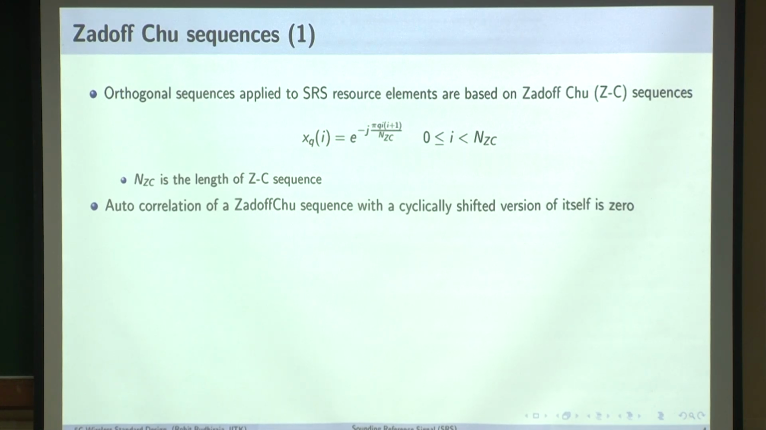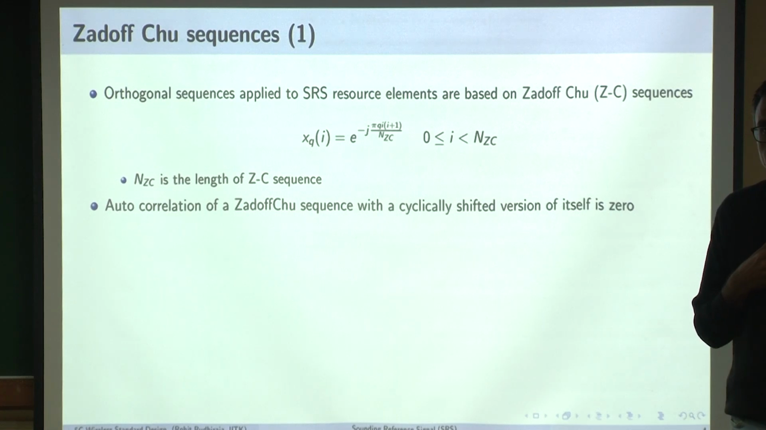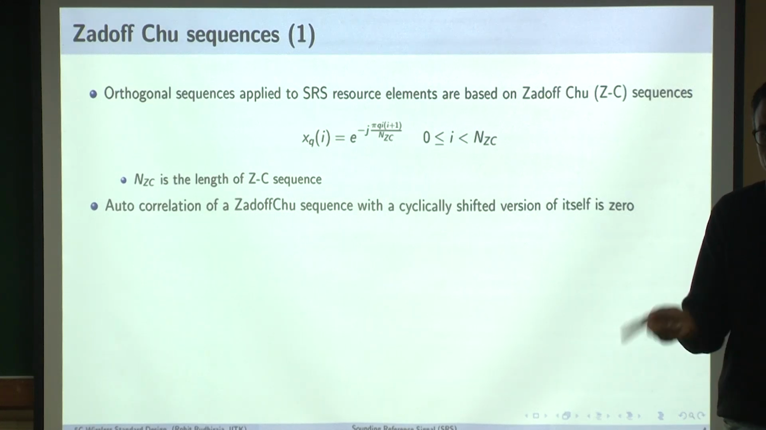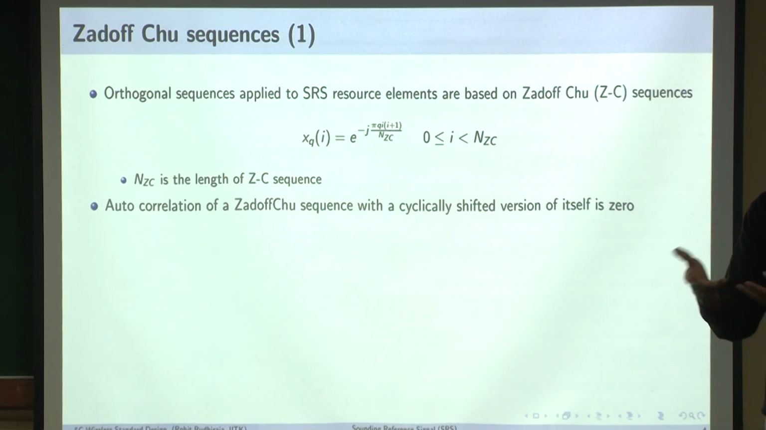Now look at the properties of this ZC sequence. The autocorrelation of a ZC sequence with a cyclically shifted version of itself is 0. Very important property. You take a sequence, cyclically shift it, let's say by 1, and correlate it, and the correlation will come out to 0: orthogonal. This fact is used in assigning sequences to different ports. I generate one sequence, cyclically shift it, and get another sequence, and these sequences will follow this property.